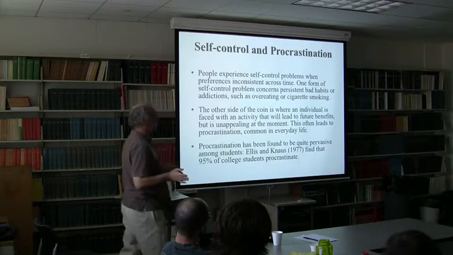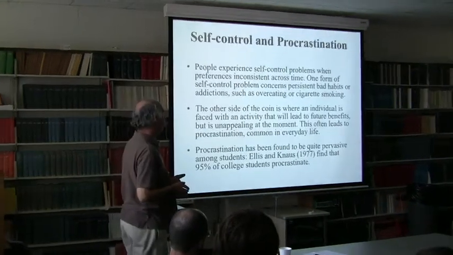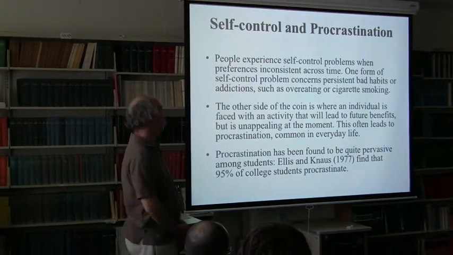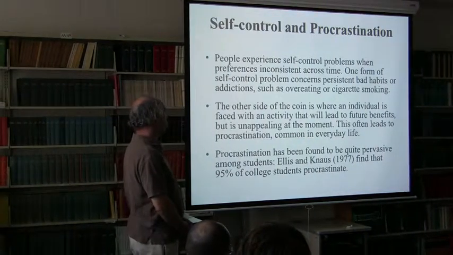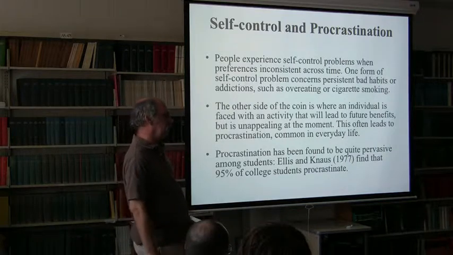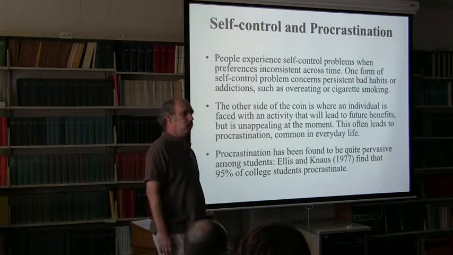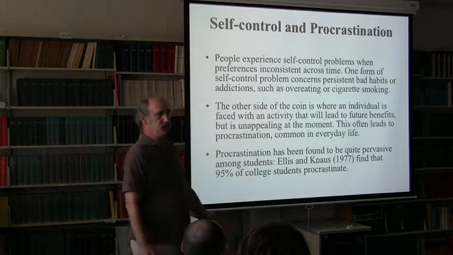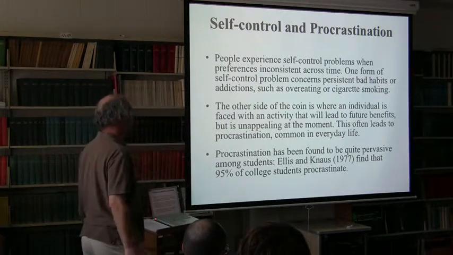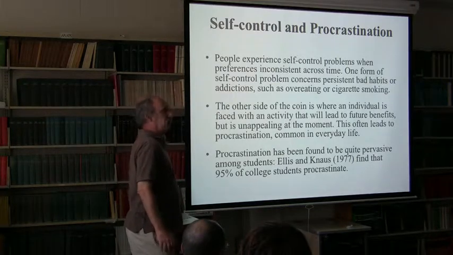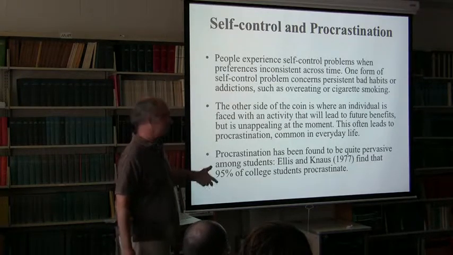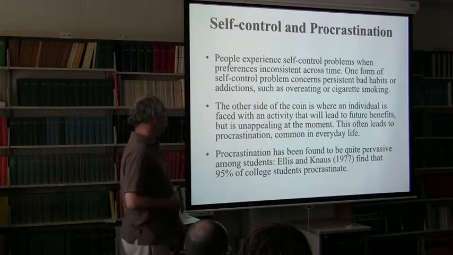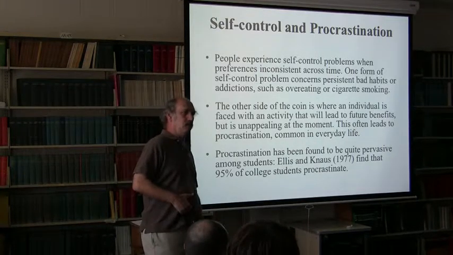Okay, so self-control problems, this is well known. There's various sorts. You can have addictions like overeating or cigarette smoking. You could also have an activity that has future benefits, but you don't want to do it now, for example studying or exercising. It could be a variety of different things. So with one you want to stop an activity, with the other you want to start an activity. Procrastination: there's an old study, 95% of college students procrastinate.